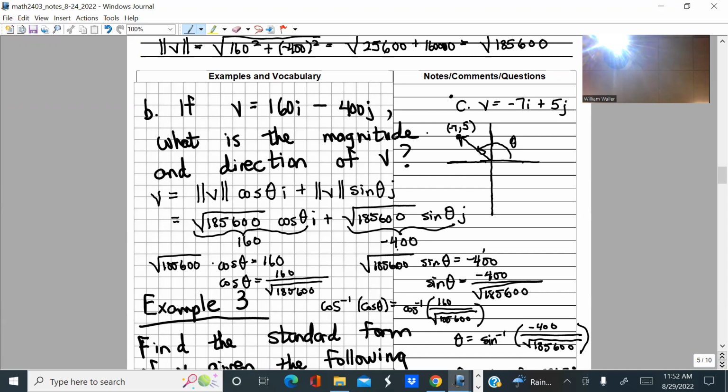And so what's the magnitude now of v? That is the square root of the squares of the coefficients. So we have minus 7 squared plus 5 squared, the square root of that, and that comes out to be what? Square root of 74. Yeah, okay. 74 is not a perfect square, so we could probably simplify that a little bit by hand, but let's just leave it at square root of 74. We'll probably have to estimate that using the calculator anyway.